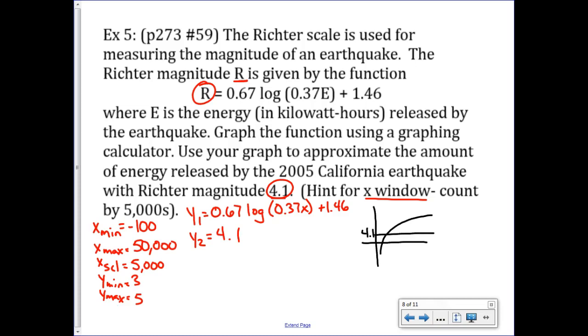When you plug all that in, you're going to go into second, calc, intersect, and you will get 23,555.742. And so that's the amount of energy released in kilowatt hours with a magnitude of 4.1. If you need help with that, let me know. We can go over it in class.